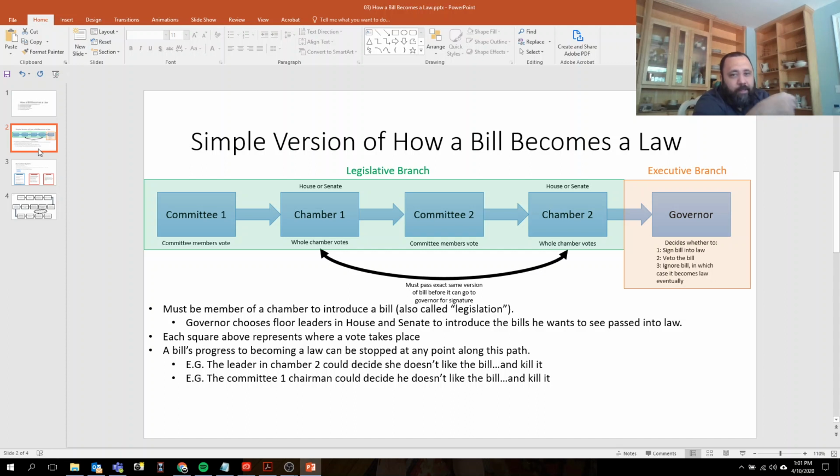If they pass it, then it goes on to the next chamber's standing committee. So Committee 2. Committee 2 can kill it, pass it, or change it. And then if they pass it, it goes on to Chamber 2, where Chamber 2 can kill it, pass it, or change it. And then after that, it's going to go on to the governor if Chamber 2 passes the same version of the bill. The governor basically has choices: kill it, pass it, change it, or ignore it. But again, it's important to remember that if they pass two different versions of the bill, then it goes to a conference committee to try to work out those differences.